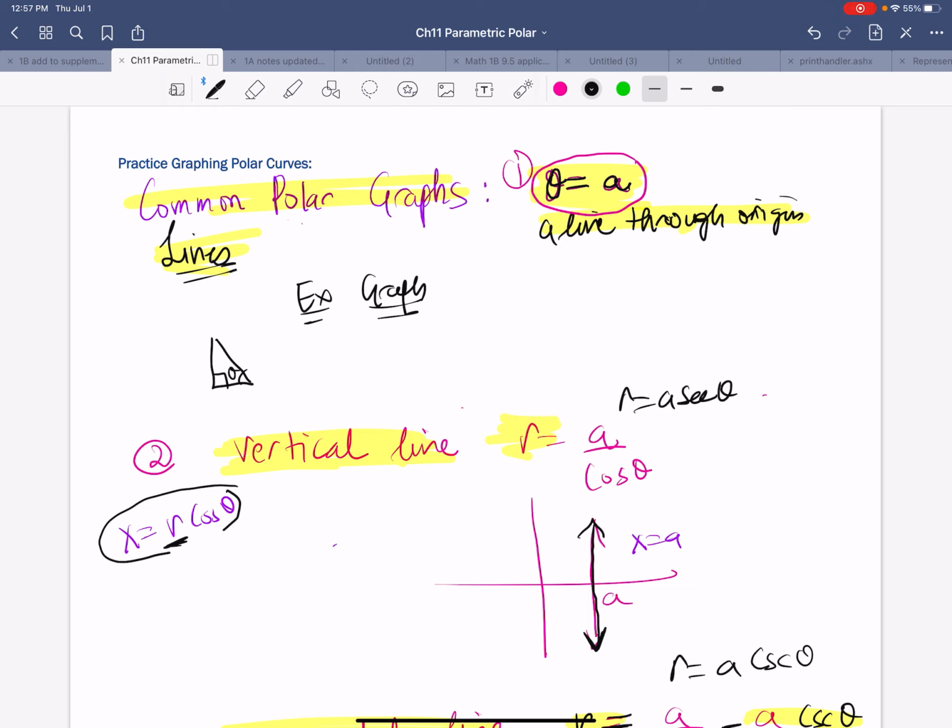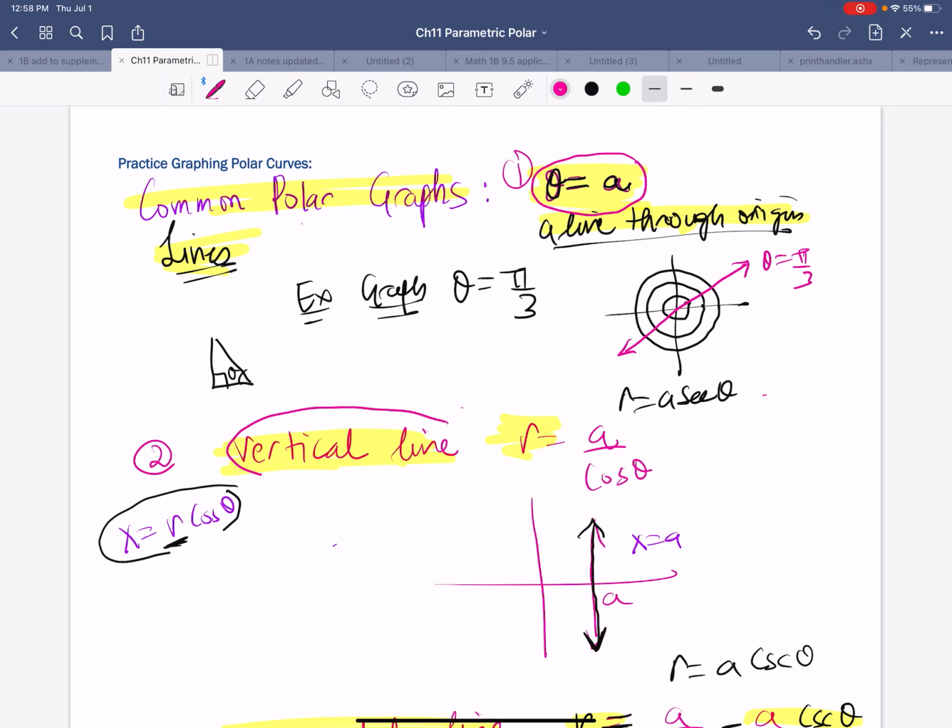Theta equals a is going to be a line passing through the origin. For example, graph theta equals pi over 3. In this case, this graph doesn't care what r, the radius, is, but theta is always going to be pi over 3. So this graph is going to look like this. It's going to be passing through the origin at the angle pi over 3 for all the radii.